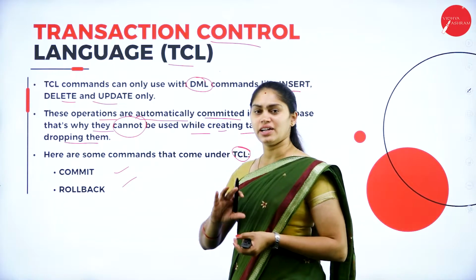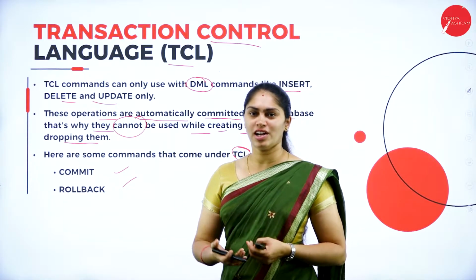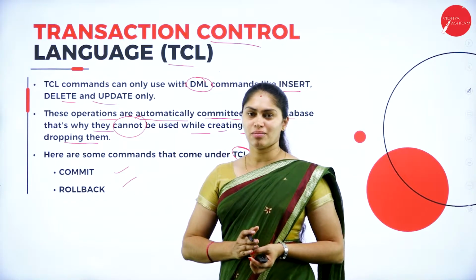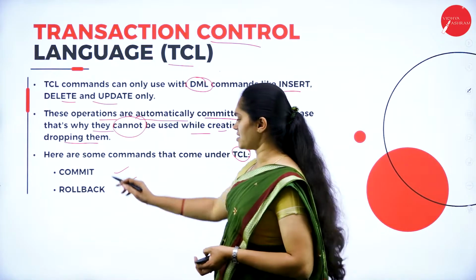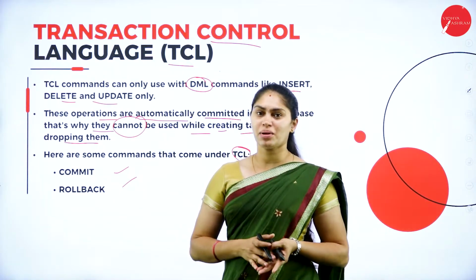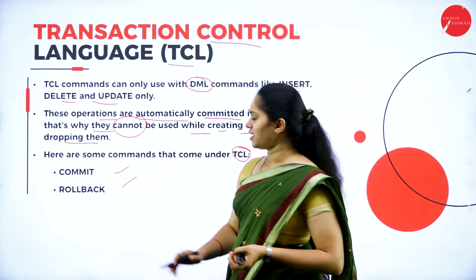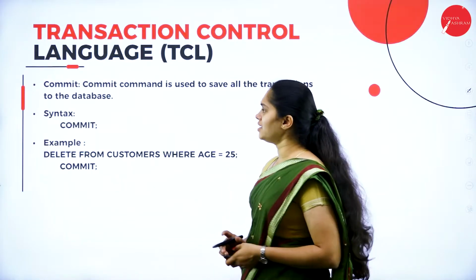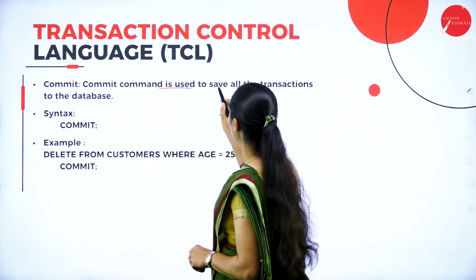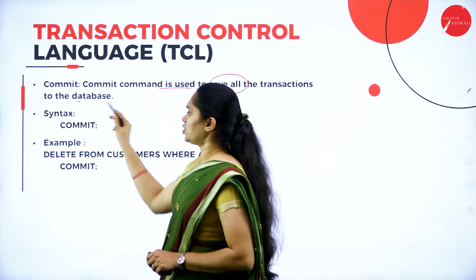Commit is like Control S in a Word document. If you want to save the Word document, you use Control S. If I want to go back to the previous state, then Control Z. That is rollback. The commit command is used to save all the transactions to the database.